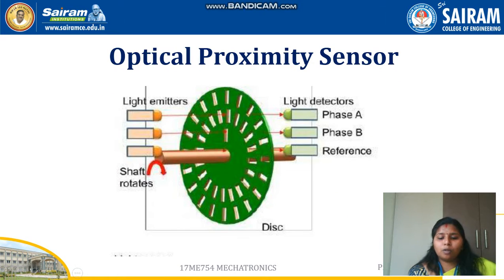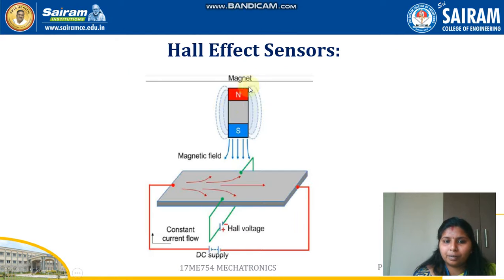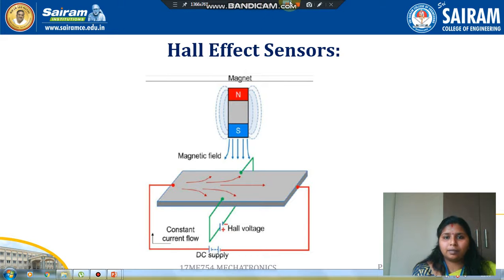So the next one is the optical proximity sensor. This is a schematic representation of an optical proximity sensor, which helps in identifying an object by rotating shafts. There are light emitters with various holes, something like a gear arrangement, a gear on an arbor. These light emitters and detectors help in identifying the presence of an object when the disc rotates.